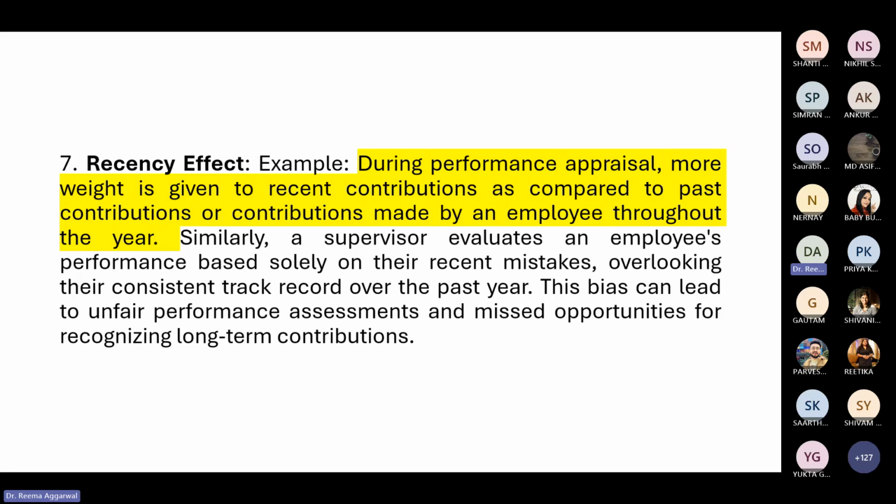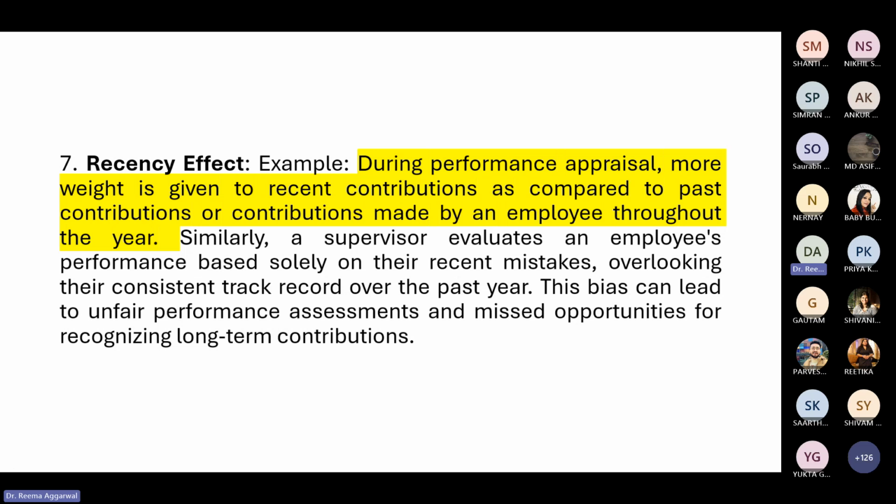Recency bias means that when performance appraisals are going on, we give more weight to recent contributions compared to past contributions. अगर annual review हो रहा है, so मैंने initial 3-4 महीनों में क्या किया वो miss हो जाएगा. Why?